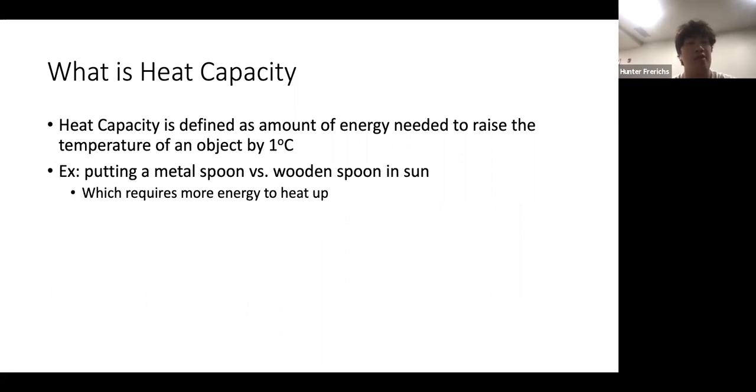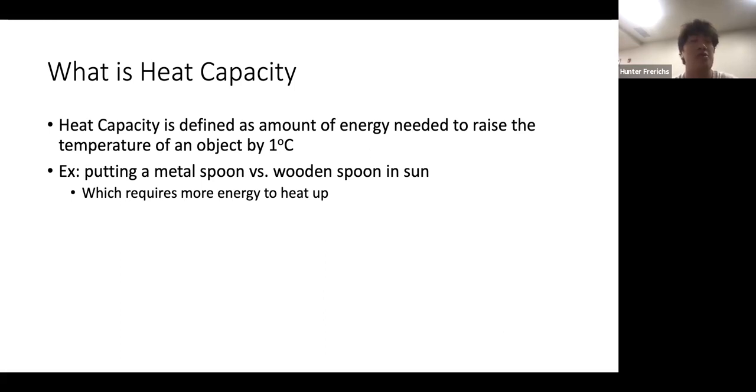That is because the heat capacity of a metal spoon is significantly less than that of a wooden spoon. Heat capacity means the amount of energy it takes to raise an object's temperature by 1 degree Celsius. A metal spoon has a significantly lower heat capacity because it takes a lot less energy to heat it up, versus the wooden spoon, which takes a lot more energy to heat up.